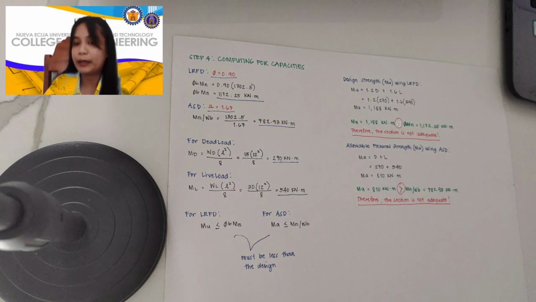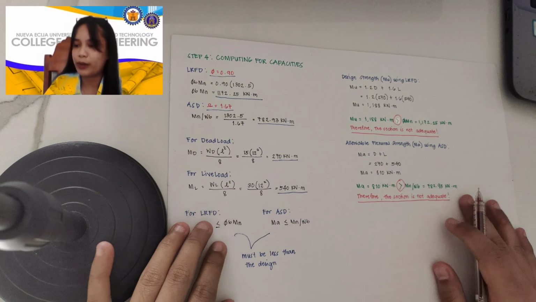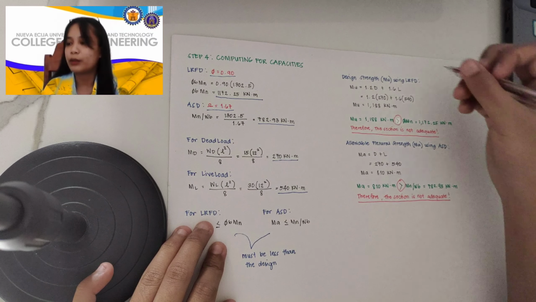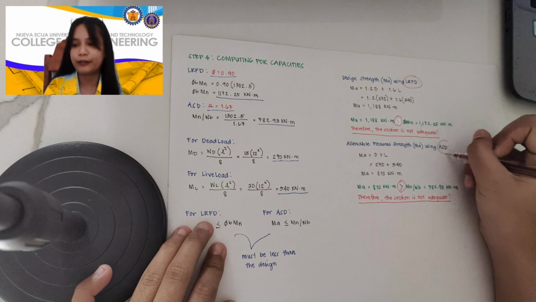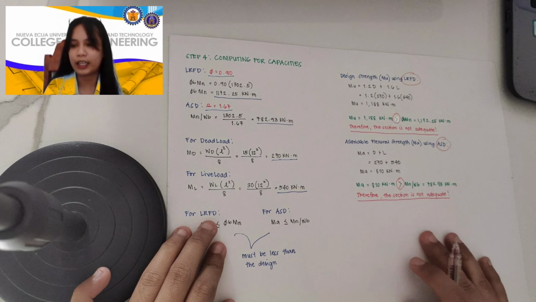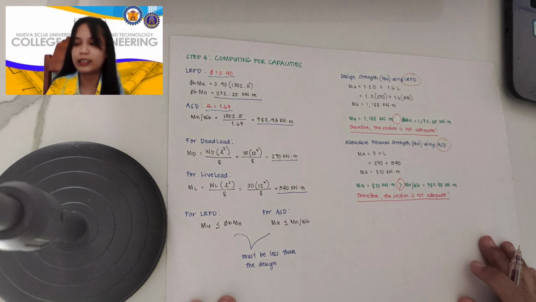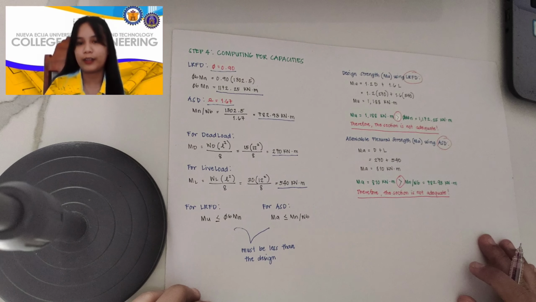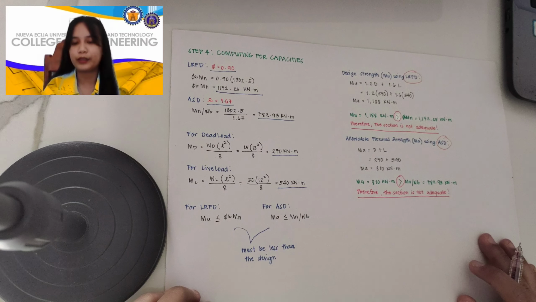So for this problem, we used the two design methods, which are LRFD and ASD. Both of them failed in our section, so it is not adequate. So that's all of the discussion for the sample problem for flexural members. So thank you.